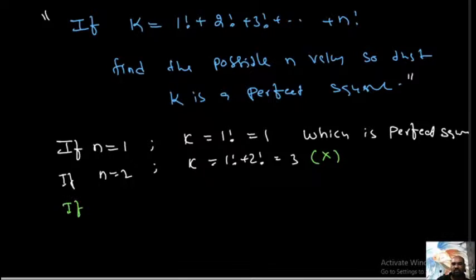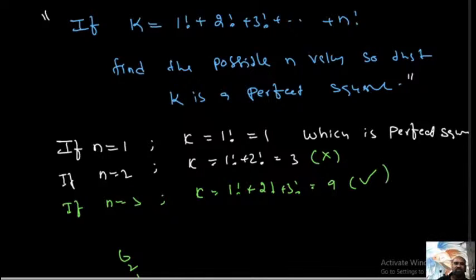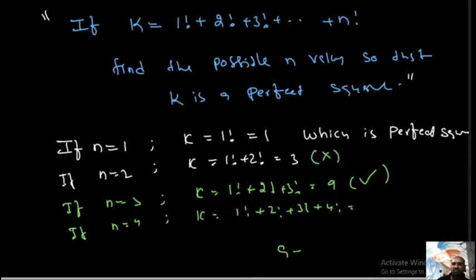If n equal to 3, what happened? k equals 1 factorial plus 2 factorial plus 3 factorial, that is 1 plus 2 plus 6, equals 9, which is a perfect square. What is the meaning of that? n equal to 3 is one of the required values. If n equal to 4, k equals 1 factorial plus 2 factorial plus 3 factorial plus 4 factorial. So up to 3 factorial it is 9, plus 24, what is that? 33. Not a perfect square.